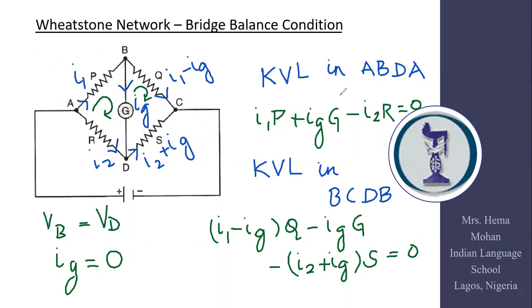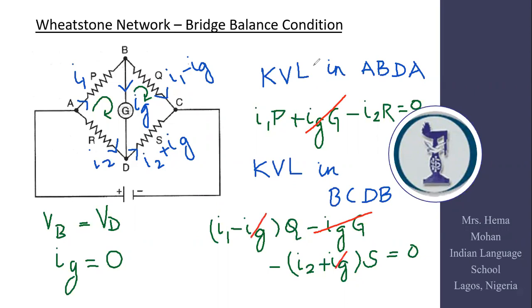Now, if I apply the condition of IG being 0, that is under bridge balance condition, this term vanishes from my first equation. This term vanishes from my second equation.